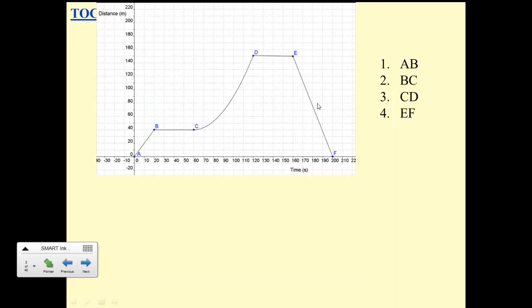Now you need to find out the velocities at the following points from A to B, B to C, C to D, and E to F. A to B, distance divided by time, is 40 divided by 20, 2 meters a second. From B to C, the position does not change. 40 minus 40 divided by 40 is 0 divided by 40, which is 0.